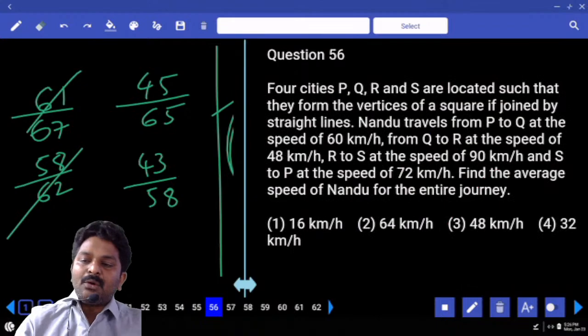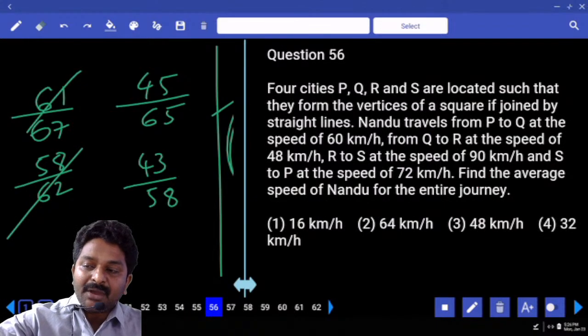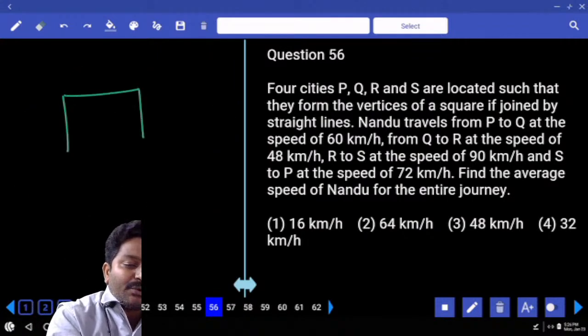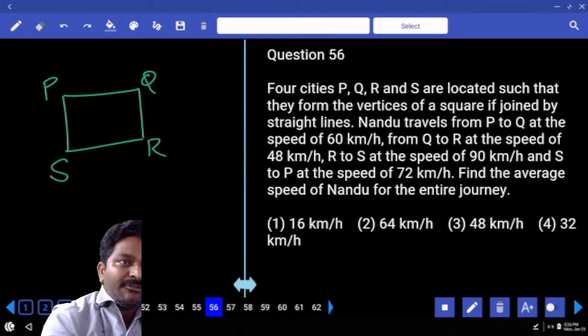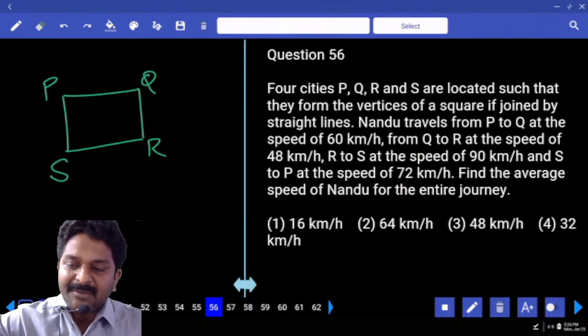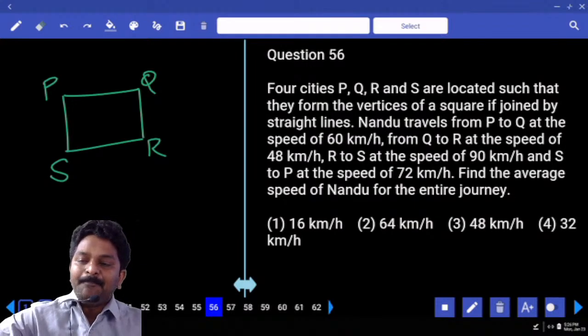Four cities P, Q, R, S are located such that they form the vertices of a square if joined by a straight line. So that means there is a square, PQRS, four cities. Nandu travels from P to Q at a speed of 60 km per hour, Q to R at 48 km per hour, R to S at 90 km per hour, S to P at a speed of 72 km per hour. Find the average speed of Nandu for the entire journey.